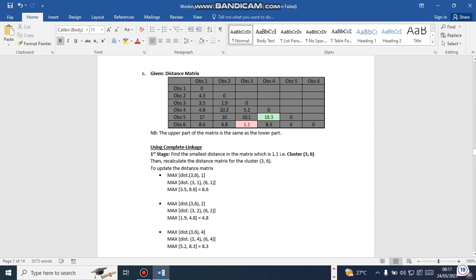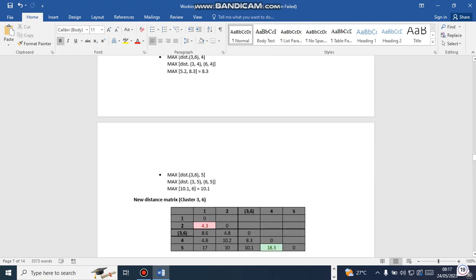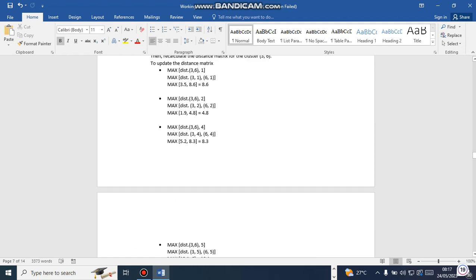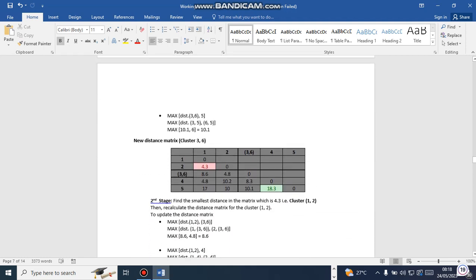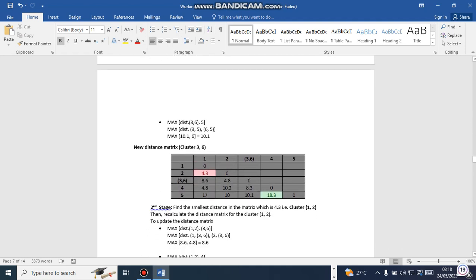That's what we are going to do for 2 also, for 4, and down to 5. The highest number is the one that we'll pick. From here, we're having 4.8. For this, we have 8.3. Then for this, we have 10.1. So that is the new value for the clusters.